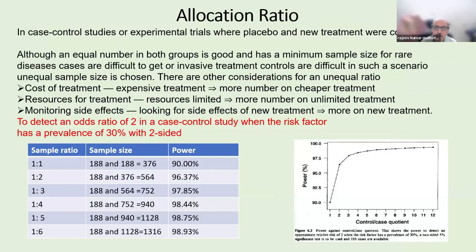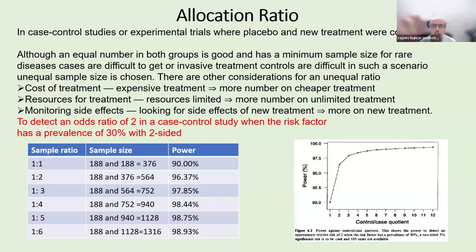Because some invasive procedure is there, the case will give the blood, but how will the control take the blood? So that problem appears in case control or comparative studies also. So what is the solution for that? The solution is that we give the allocation ratio. We select one case and two controls, or two cases and one control.